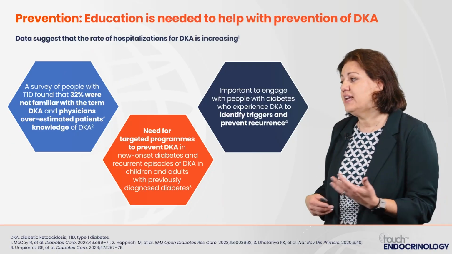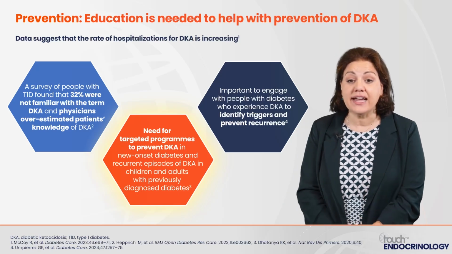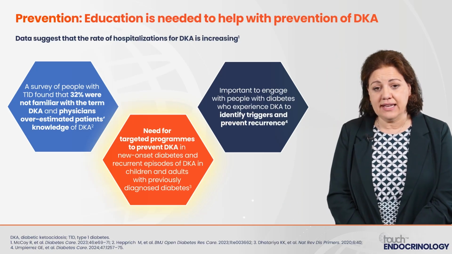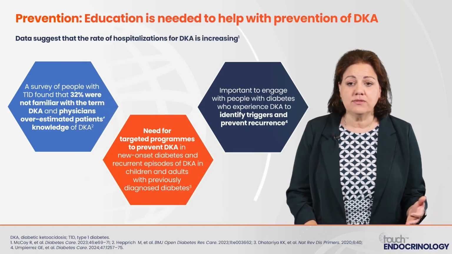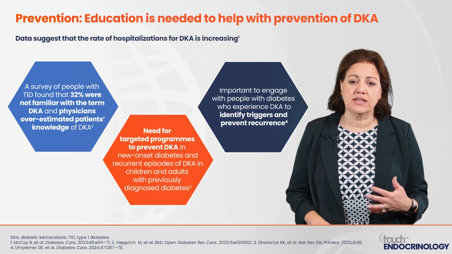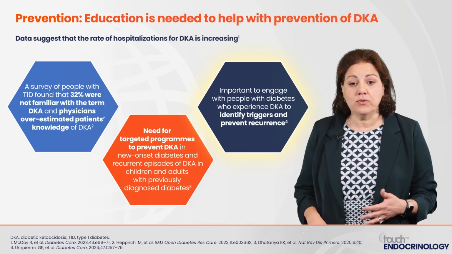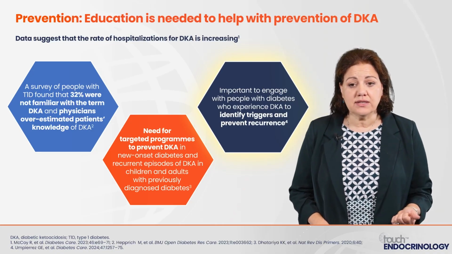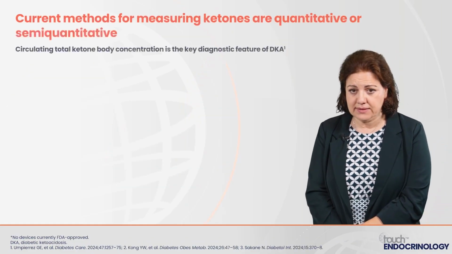And again, according to ISPAD guidelines, it's recommended to discuss DKA mitigation at diagnosis, at least annually, and opportunistically. And if someone has an episode of DKA, we should always use it as a learning opportunity. To do this, we need to engage with people with diabetes to identify triggers and come up with a plan to prevent recurrence of these events.